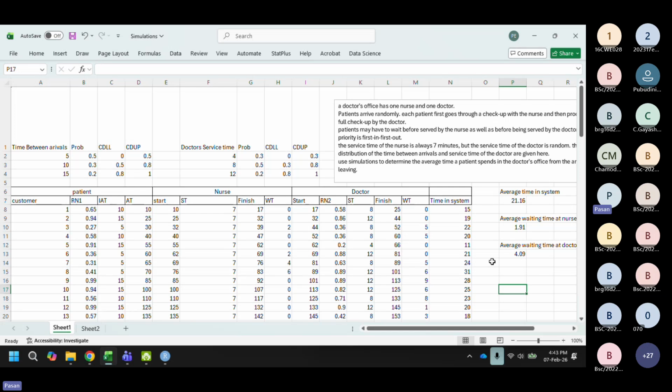Usually what I can notice is that the average waiting time at the doctor is larger than the average waiting time at the nurse, of course. So that's another thing we can observe there. By looking at these numbers, the average waiting time at the nurse is smaller than the waiting time at the doctor. So that indicates, of course, that adding two doctors might be effective.